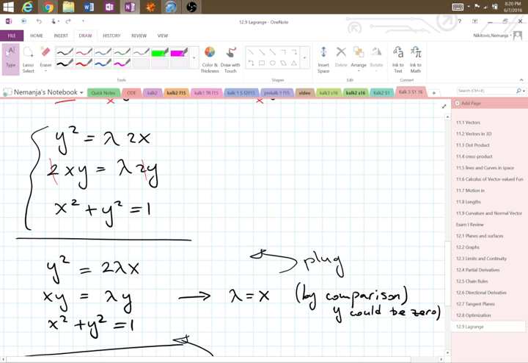So we have three equations and three unknown variables: x, y, and lambda. This is a nonlinear system. Most of the time, you will be talking about substitution. We are not supposed to divide by x or by y because they could be zero. We can here because lambda is a non-zero parameter, but that rarely is used.